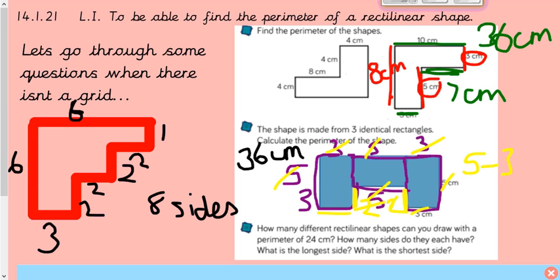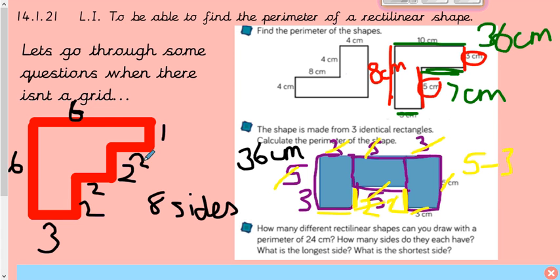So hopefully you managed to have a go at this last question. I've just done one shape. I haven't done any more, just purely because there's not enough room on this slide. So I just drew a rectilinear shape, and then I had just worked out kind of what the length of each side should be for them all to add up to 24.